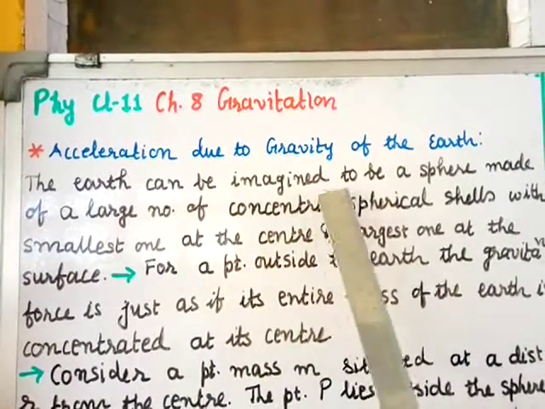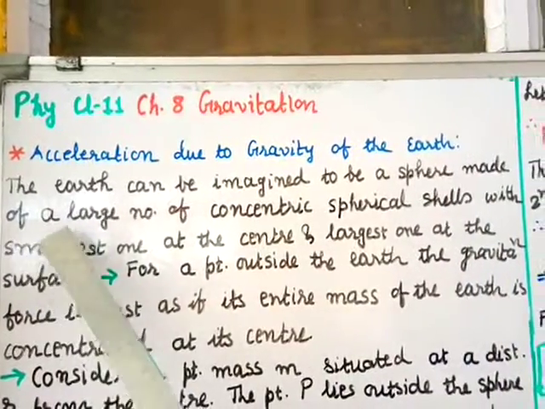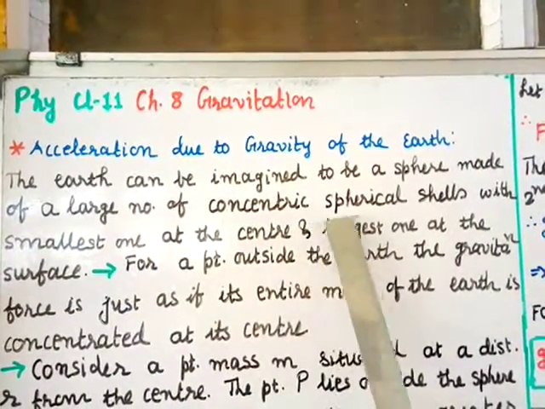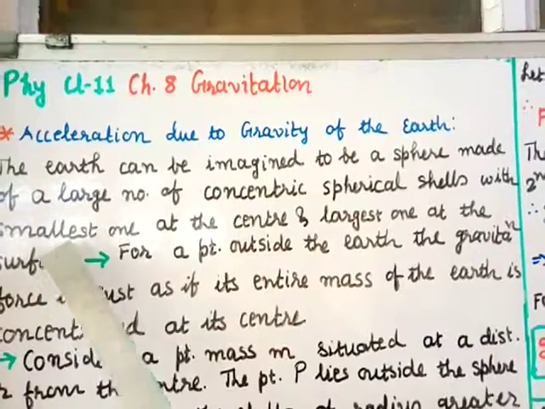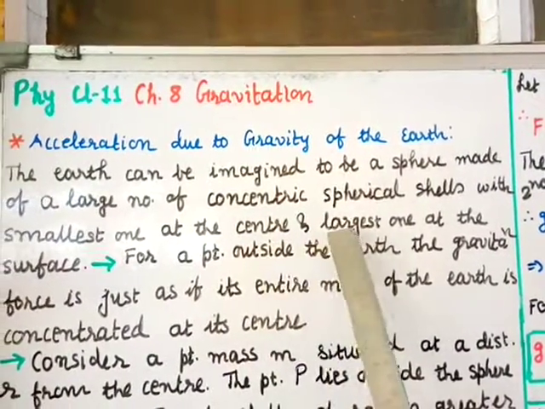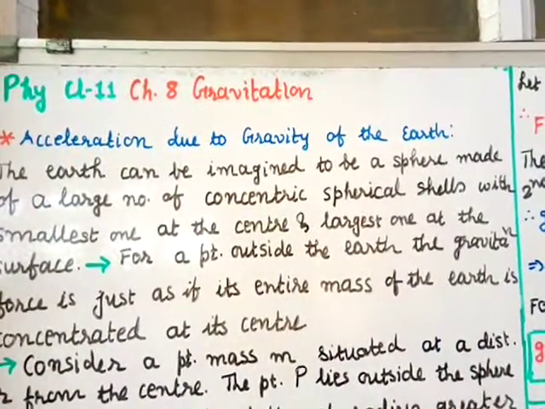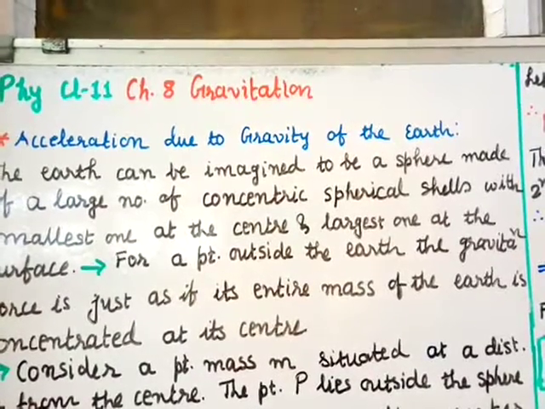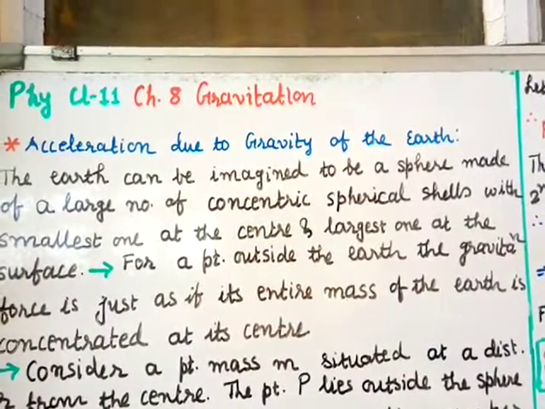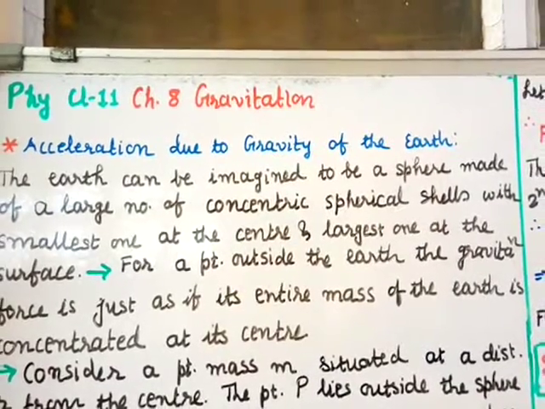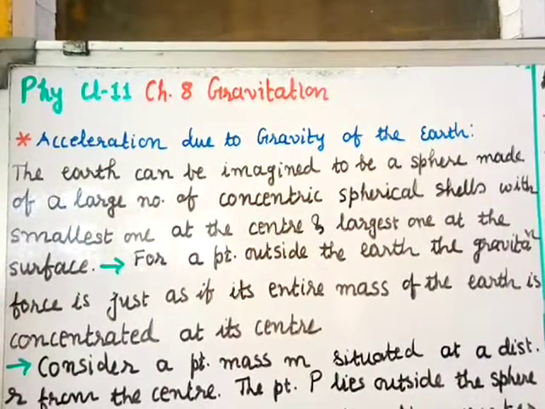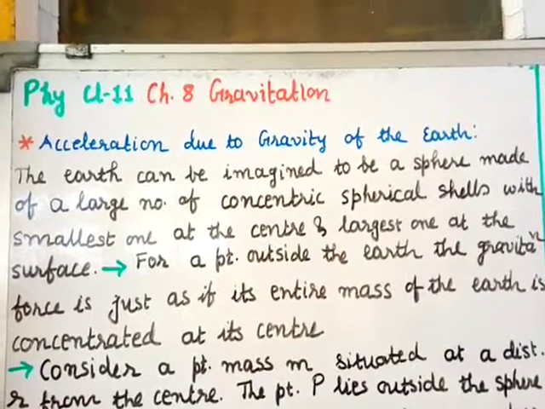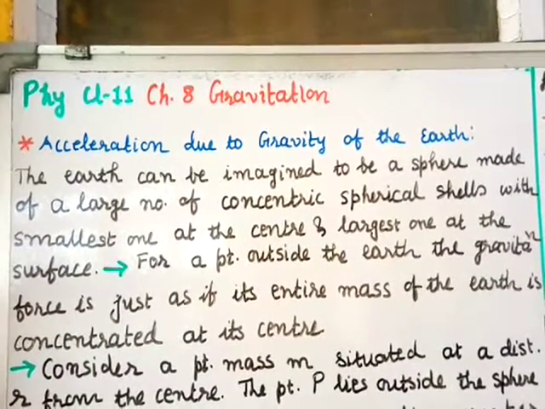The earth can be imagined to be a sphere made of a large number of concentric spherical shells, with the smallest one at the center and the largest one at the surface. Now we imagine the earth as a sphere made up of many concentric spherical shells, where the smallest shell is at the center and the largest shell is at the surface of the earth.